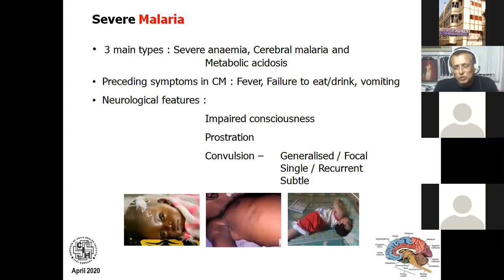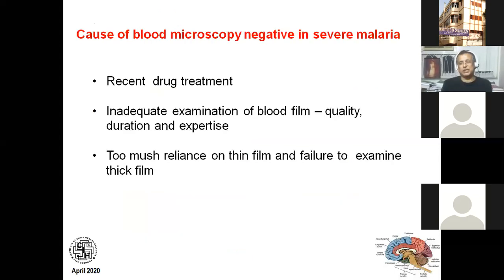The single most important cause of not detecting parasite is inadequate examination of the blood film, the duration. To find a parasite, you have to examine quite a good number of films. But these days, hardly people have time. Another very important cause is that we only examine thin film. We don't examine thick film. For detection of parasite, it is the thick film which should be examined, because thick film contains more blood, so chances of detecting the parasite is high.